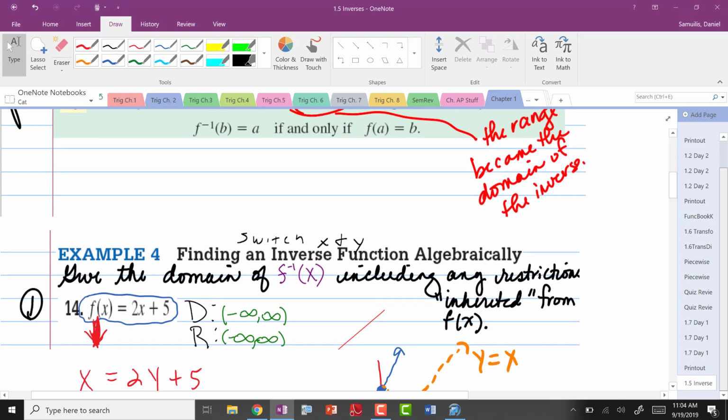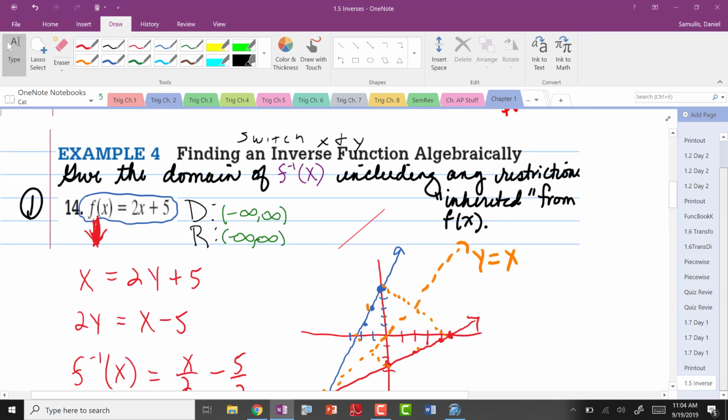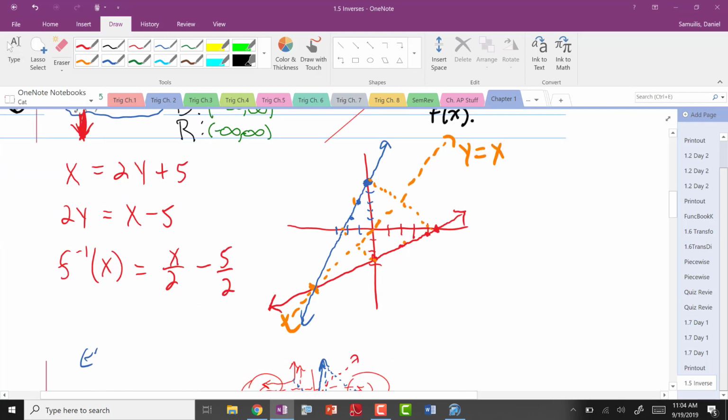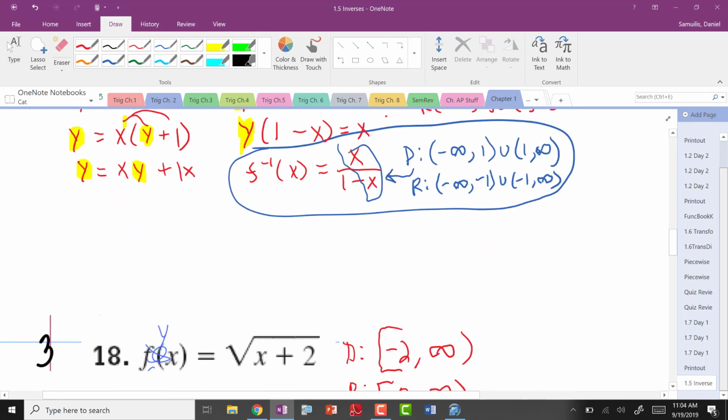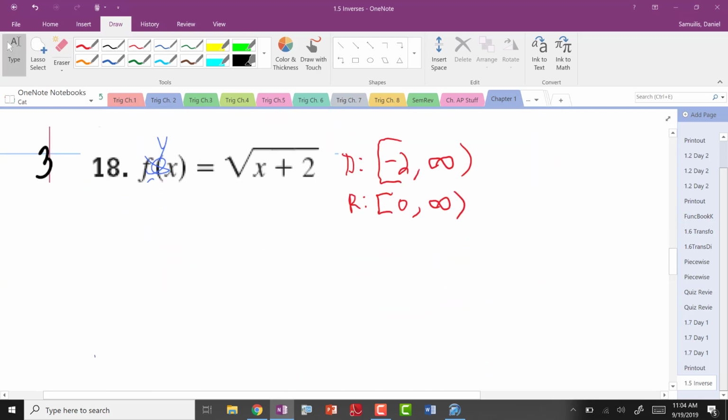Any restrictions inherited. That's what this says in that cursive writing. Including any restrictions inherited from f of x. We've got to be careful when we do inverses. This is the beginning of your world about restricted domains. Because, I'll tell you, the new function's domain will be 0 to infinity. Right? Domain and range, say it. Domain and range, say it. Exchange. And the range will be -2 to infinity.